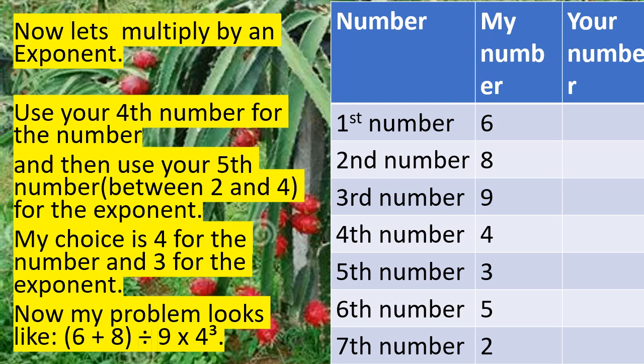Okay, now let's multiply by an exponent. So use your 4th number for the number, and then use your 5th number, the one that's between 2 and 4, for the exponent. My 4th number is 4, and 5th number is 3, so it will be 4 to the power of 3 for me. So now my problem looks like brackets 6 plus 8, close bracket, divided by 9, times 4 to the power of 3, or 4 cubed. Okay, you managing to follow along? Okay, let's carry on.